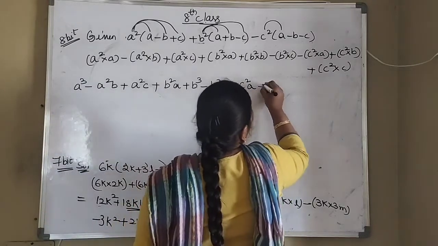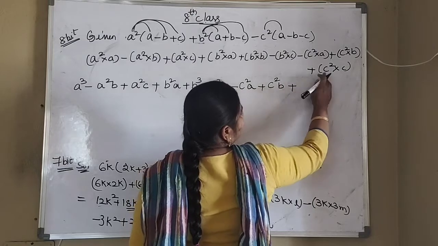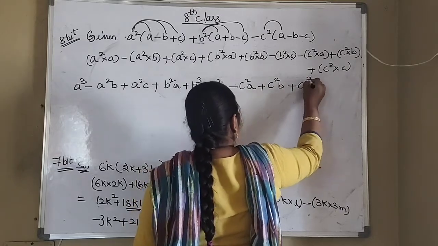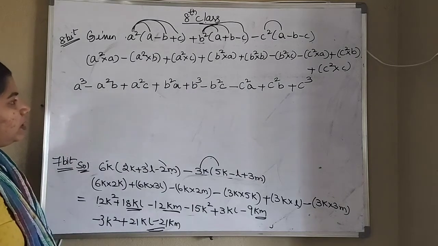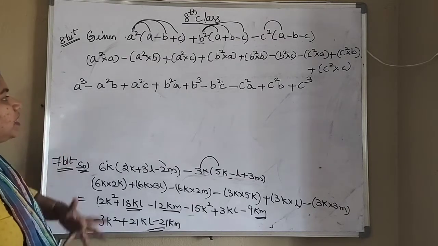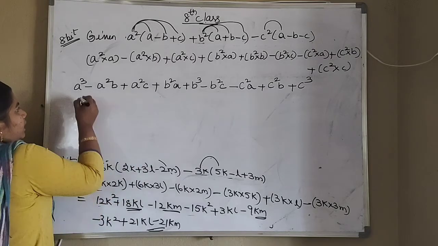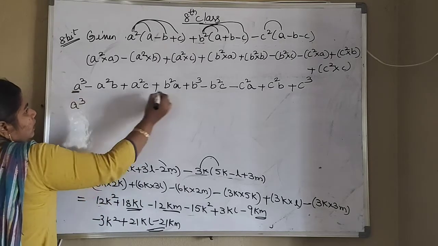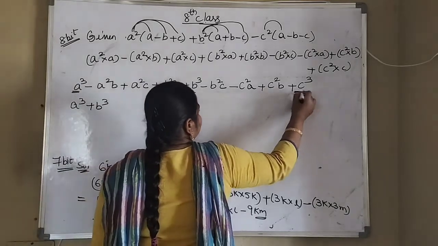Next is c square into b will be c square b, plus c square into c will be c cube. Okay, now you rearrange this and see whether any like terms are there or not. First I am bringing all the cube terms together. So a cube plus b cube plus c cube.